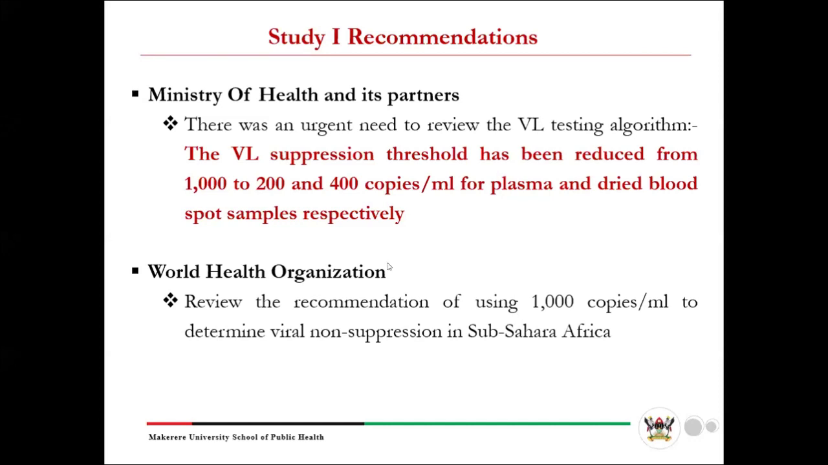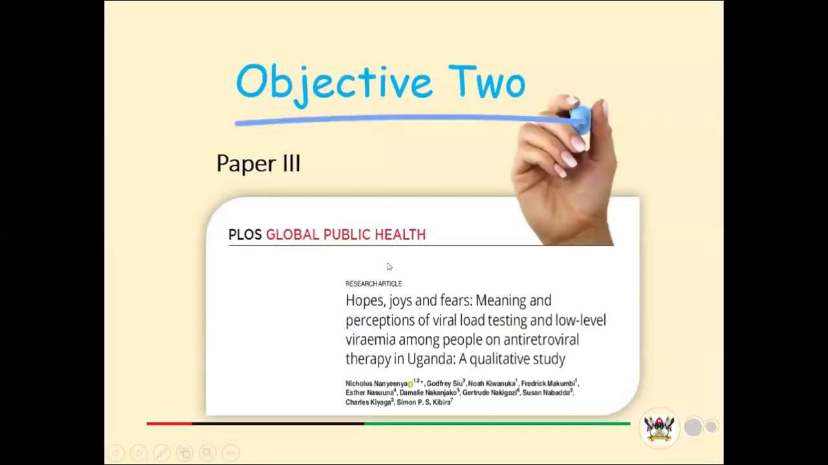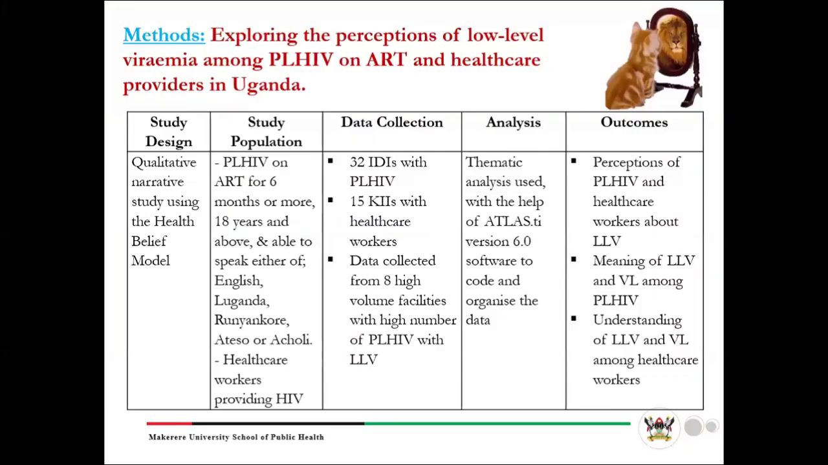And in objective 2, which was a qualitative study and whose results are published in PLOS Global Public Health. Of course, this was exploring the perceptions of low-level viremia among people living with HIV and healthcare providers in Uganda. And this was a qualitative narrative study using the health belief model.